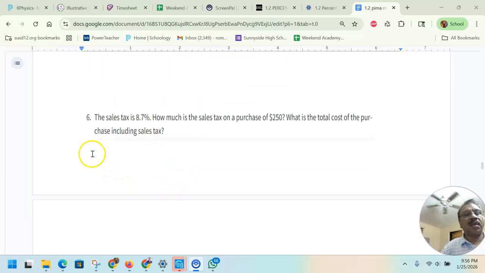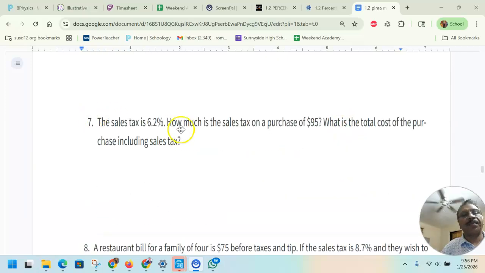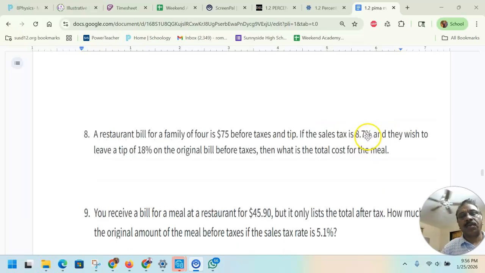Let's see, this one is a sales tax of 8.7%. How much is the sales tax on the thing? And you can see I already did this kind of problem. They give you the sales tax. How much is the sales tax on the price of 95? And then the total, almost the same thing.